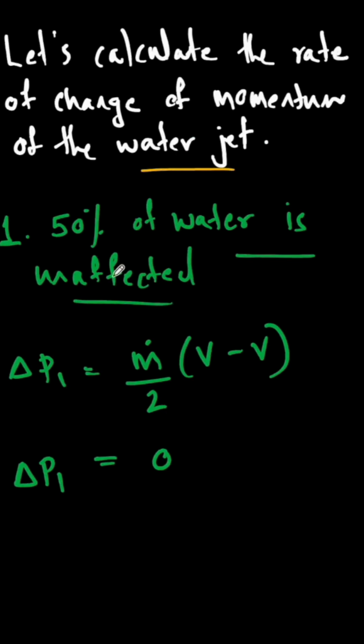It is given 50% of water doesn't get affected by the mesh. So for that 50% of water, that means m dot by 2. M dot is the actual flow rate. M dot by 2 will give you the 50% flow rate. It doesn't have any velocity change, so the velocity remains the same. So rate of change of momentum will be 0.